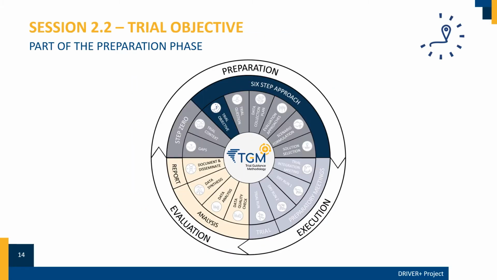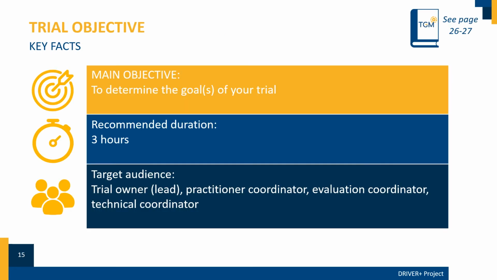Step 1. Setting the trial objective. In a nutshell, an objective is defined as something that one's efforts or actions are intended to obtain or accomplish. Purpose, goal, target. So, coming from your gaps and the trial context, now you have to clearly define your trial objectives in a smart way. This is the prerequisite for formulating clear research questions.